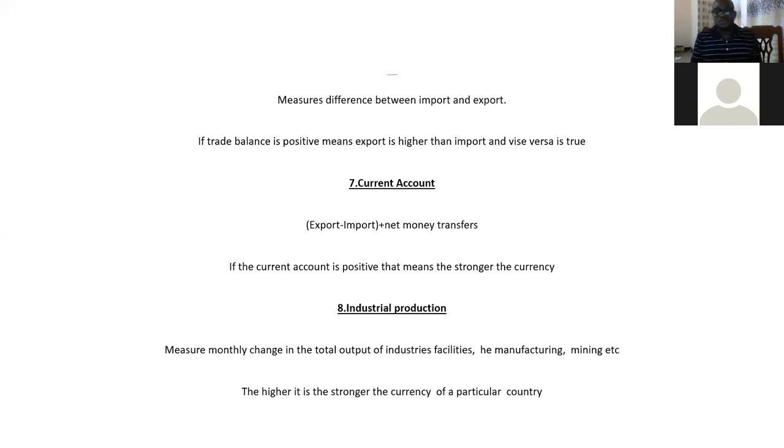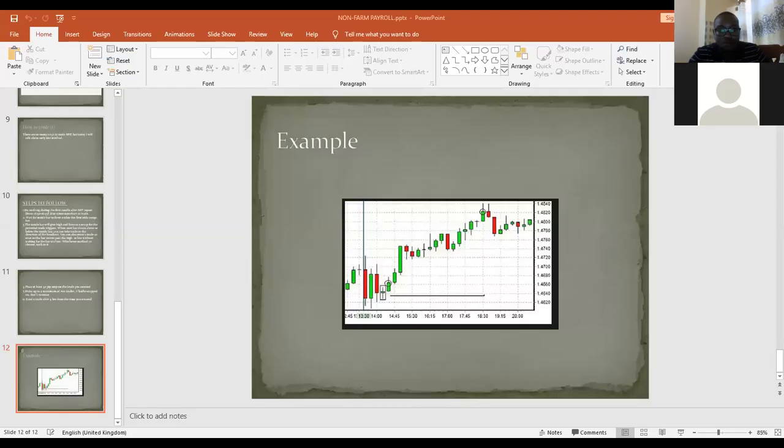So industrial production is very important, guys. The higher the industrial production, the stronger the currency of a particular country. That is very direct, guys. We don't need to waste our time there. It is very direct. Now, I want to go back to this here because we have something that we need to cover here as well.